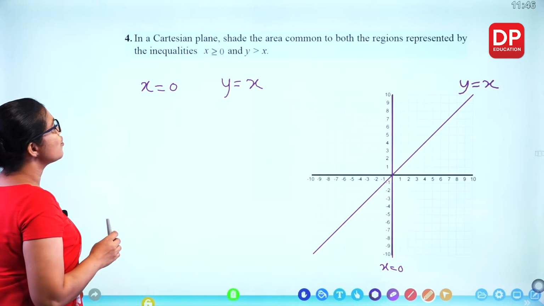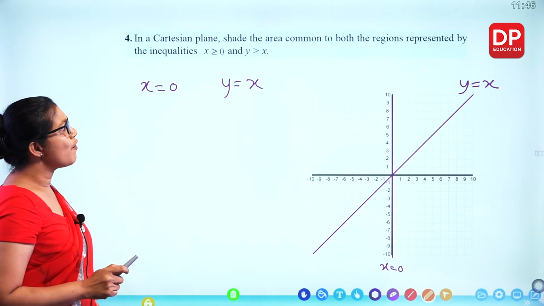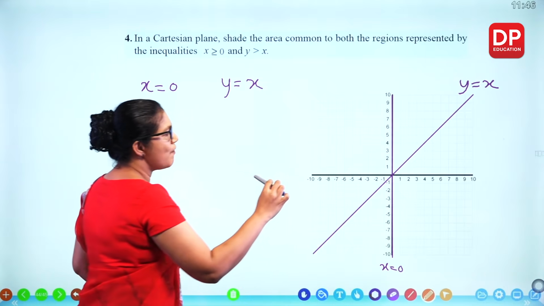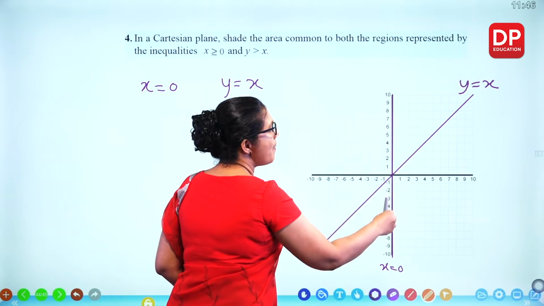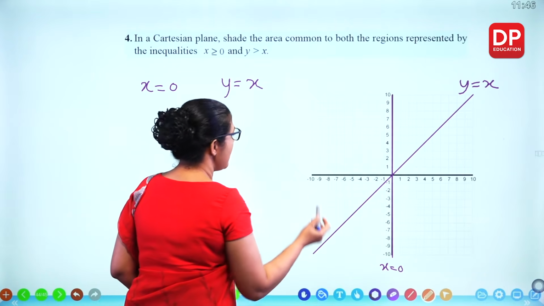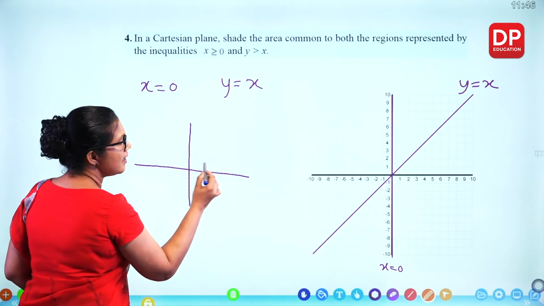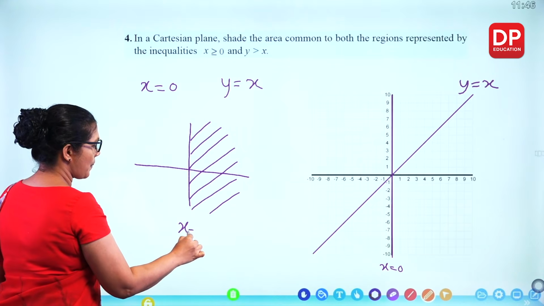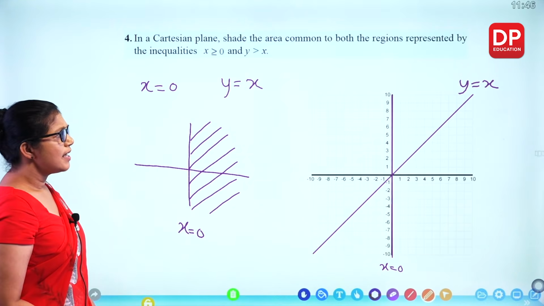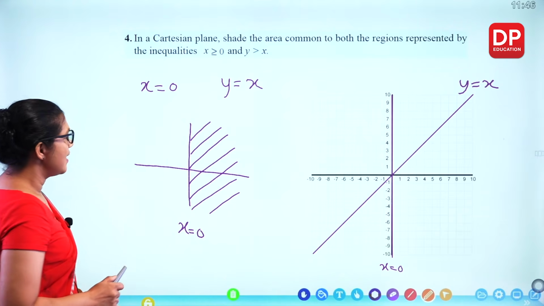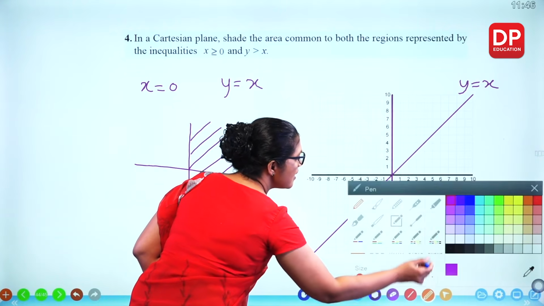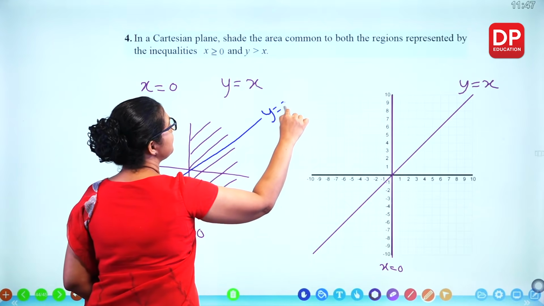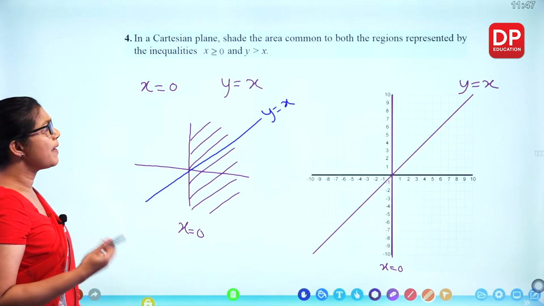Now we need to check which regions satisfy for both. Now here x greater than or equal to 0 means any value above 0. So here if I draw the sketch, any value greater than 0 means this side. Now the next one is y greater than x. Now the line is something like this, y equals x. So the y value is bigger than x.